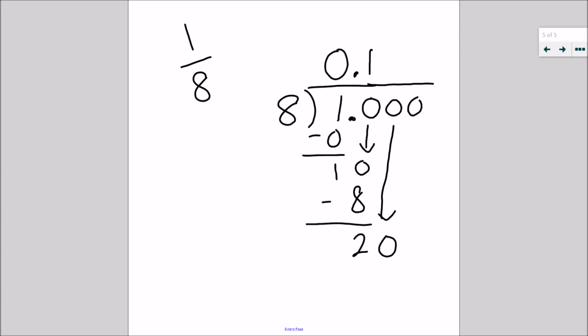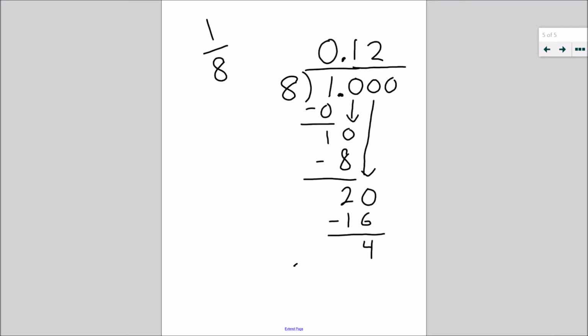8 goes into 20 twice. 2 times 8 is 16. I subtract, and my remainder is 4 hundredths. Well, 4 hundredths is, yes, 40 thousandths. How many thousandths do I get if I split 40 of them up into 8 equal parts? 40 divided by 8 is 5. 5 times 8 is 40. And now I have no remainder.